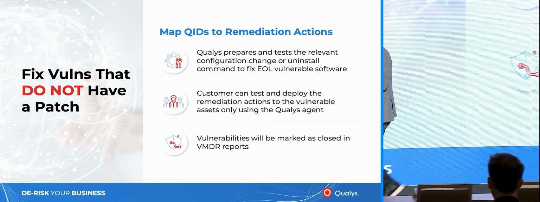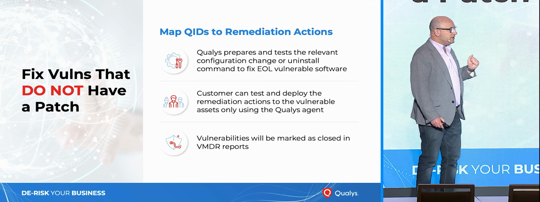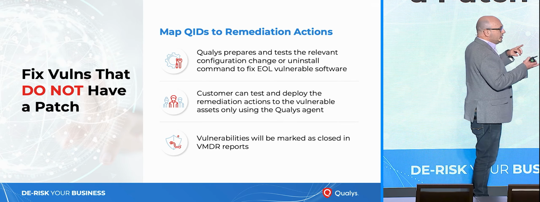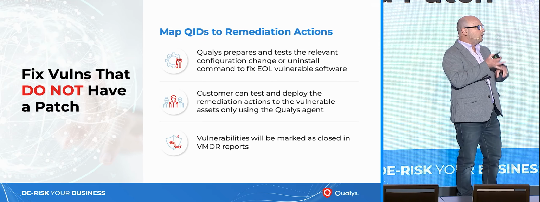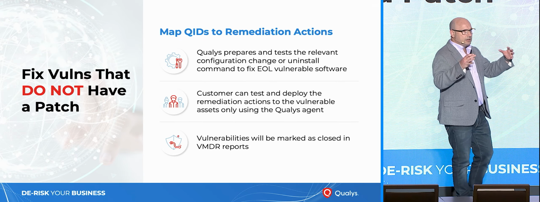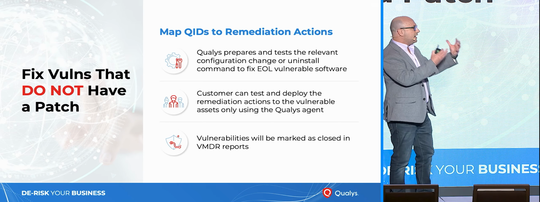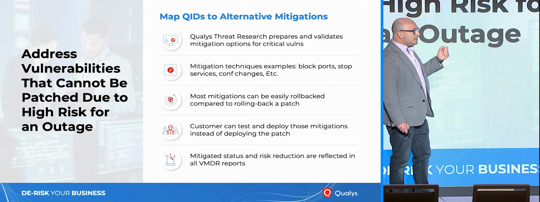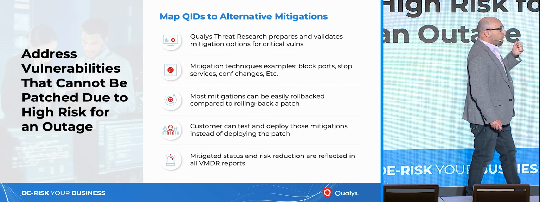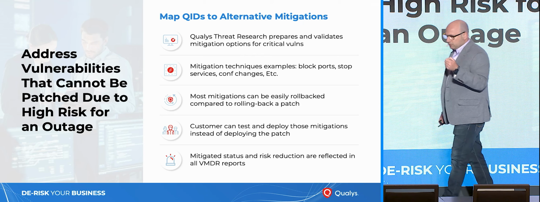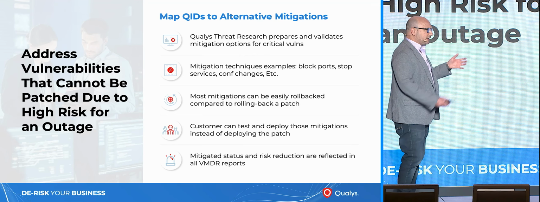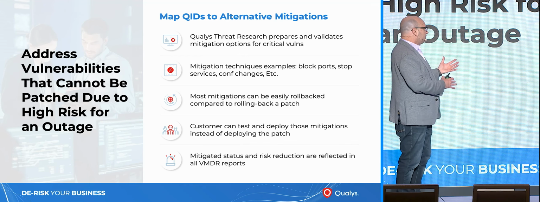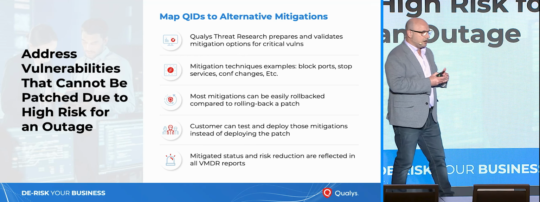I'll move so you can actually see the slides better. The first scenario we are addressing is vulnerabilities that do not have a patch. Those are the Win Verify, SMB, end-of-life software, all those CVEs that do not have a patch. Our team is mapping all those vulnerabilities to the action that you need to take to fix them, so you don't have to bother. The second thing is what we can do if you do not want to deploy the patch. So mitigation: block a port, stop a service, all those kinds of things. We are giving it to you so you can deploy it, and the results will be reflected back in VMDR.